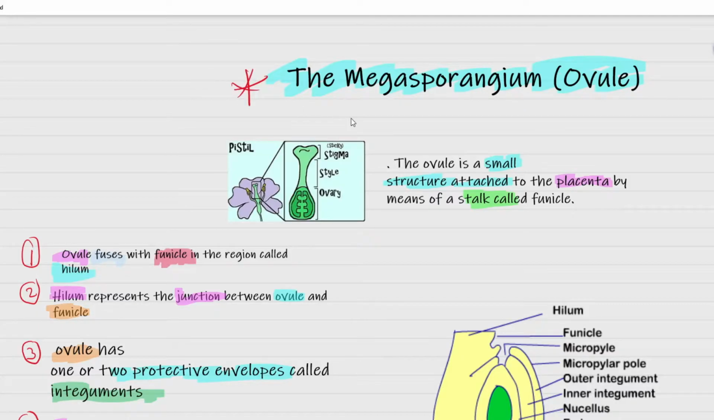The topic is the structure of the ovule. Otherwise, you can also call it a megasporangium. First of all, let us understand where the ovule is present. In the ovary, in the last class we briefly discussed stigma, style, and ovary, right? So in the ovary there is the presence of ovules.